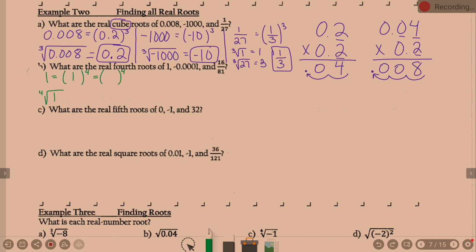Okay. What about -0.0001? Any thoughts on the 4th root of -1/10,000? Negative 1 over 10,000.